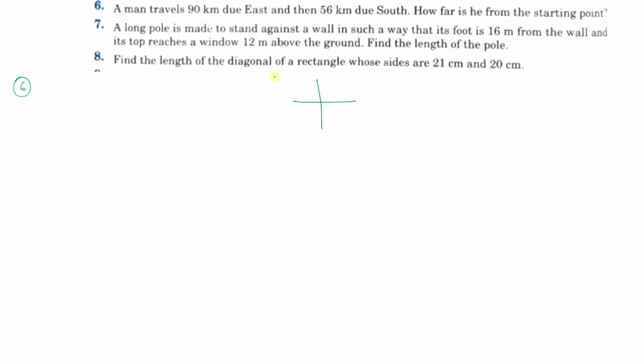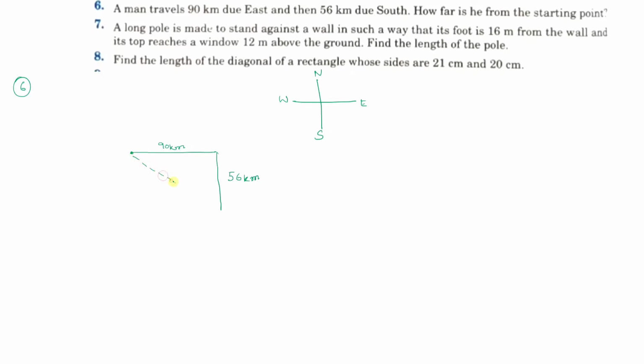Okay, for number 6, first draw the sign conventions, that is north, south, east and west. A man travels 90 km due east, means if a man is standing here, he travels 90 km towards east. Then 56 km due south. Now how far is he from the starting point, means you have to find this distance.